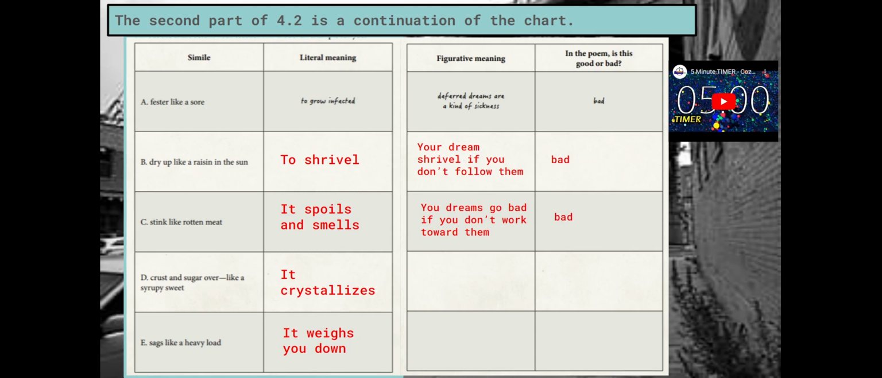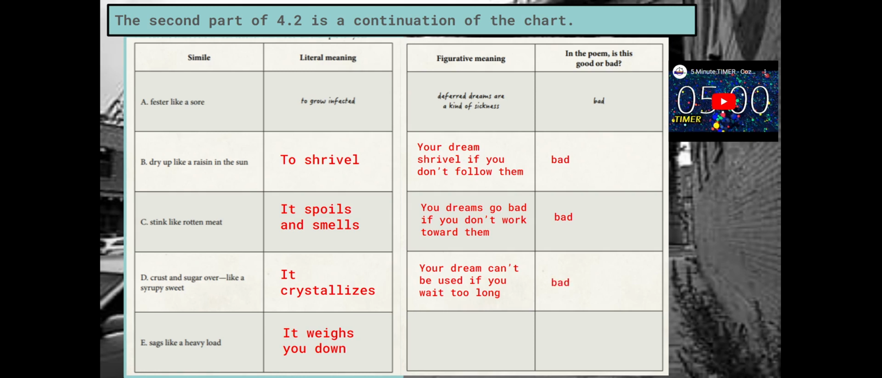"Crust and sugar over like syrupy sweet." We said that it would crystallize is the literal meaning. That means that your dreams can't be used if you wait too long. So for example, if you're making a dream that you want to be a football player or a softball player or some kind of athlete, let's say, if you wait too long, you're going to come out of that time that you would be able to excel as an athlete. There's usually a time frame associated: your energy level, your age, the ability your body can take. So we would say that this is bad.